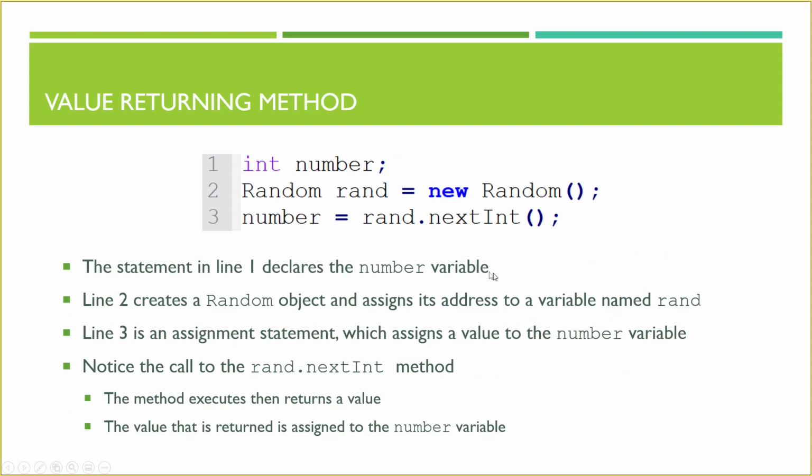A value returning method, like I just showed with my very good handwriting, is something like this. rand.nextInt is a value returning method. It's returning a random value. Where are we going to put that value that we're returning? Well, in this case, we're going to assign the returned value to the number variable.